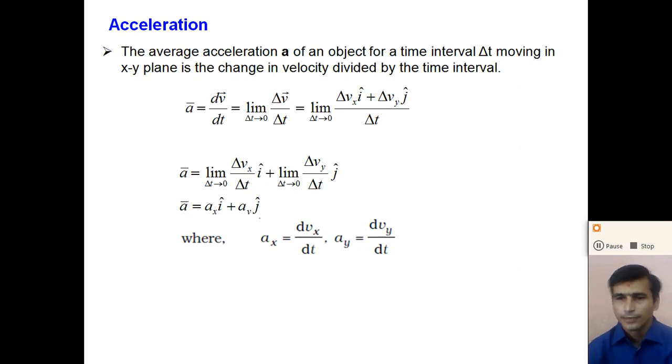Now if only the direction of the velocity changes, then the velocity vector and the acceleration vector are perpendicular to each other.